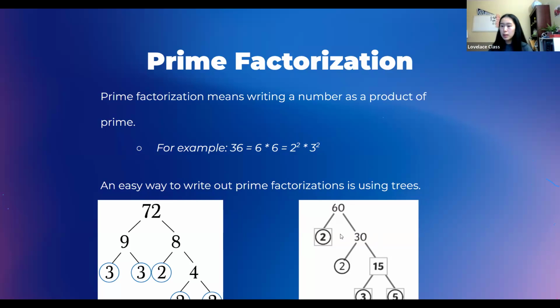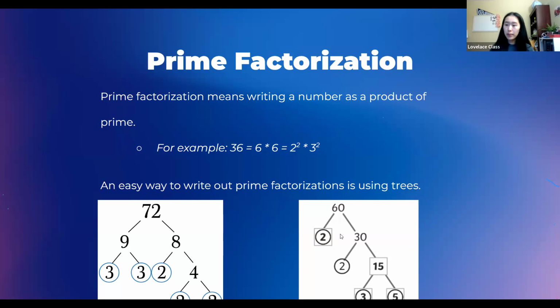Is it divisible by 2? That's pretty easy to check. Just know that if it's even, it's divisible by 2. So if I were to write out a tree or prime factorization, the first thing that I tend to pull out is the 2, because dividing by 2, splitting it in half, is not as difficult, and it's not as easy to make a mistake.